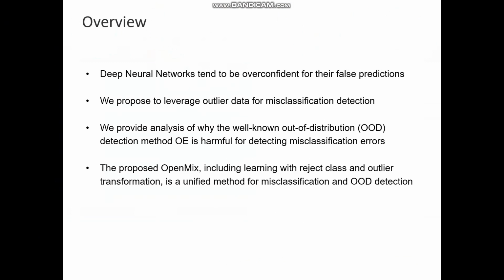We provide analysis of why the well-known out-of-distribution detection methods are harmful for detecting misclassification errors. The proposed OpenMix, which includes learning with a reject class and outlier transformation, is a unified method for both misclassification detection and out-of-distribution detection.